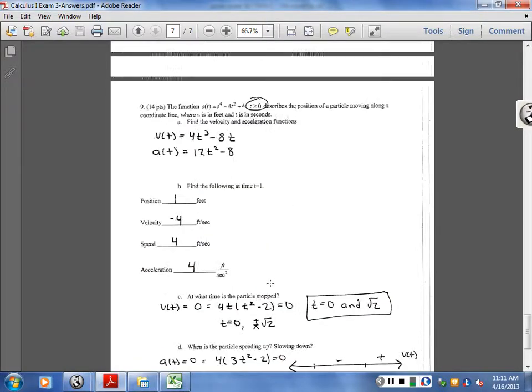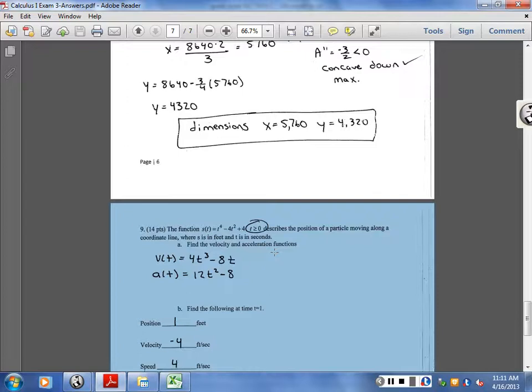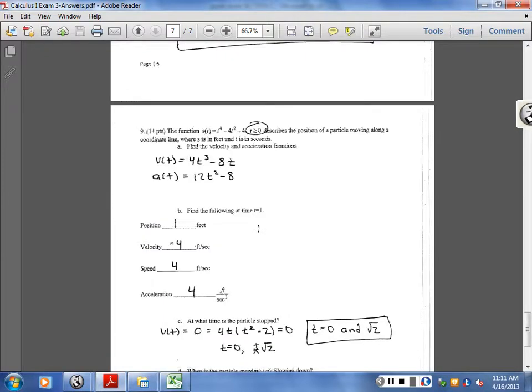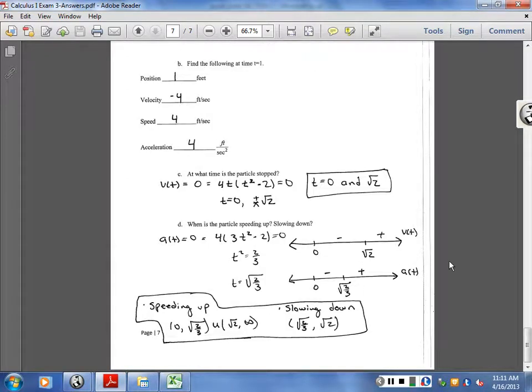I only have to take into account the positive t, because t is greater than or equal to zero. Plotting that on a number line gives me speeding up and slowing down. Pretty straightforward.